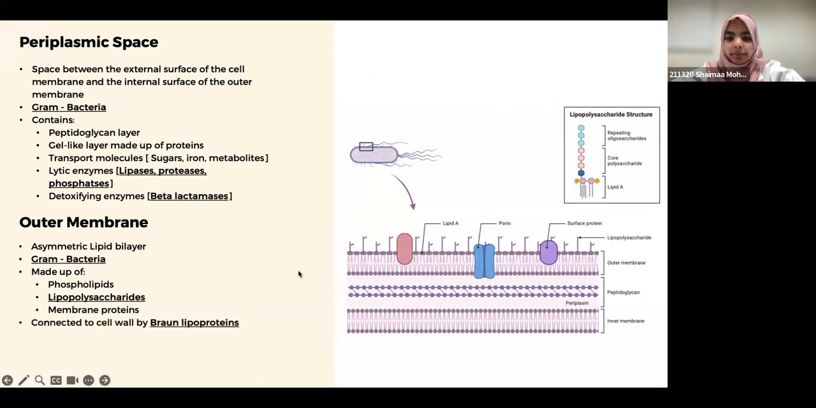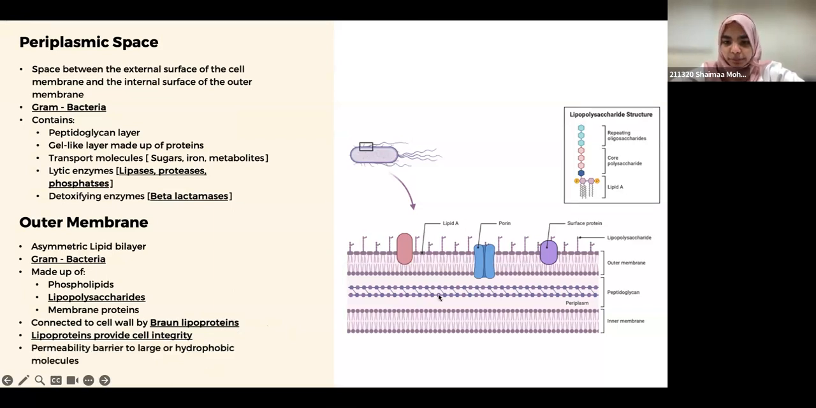Basically, this outer membrane is connected to the peptidoglycan through something called brown lipoproteins, or lipoproteins. And what's their function other than connecting? They provide the cell with its integrity. So cell integrity is the function of what? Of the brown lipoproteins. Cell integrity, brown lipoproteins, okay?